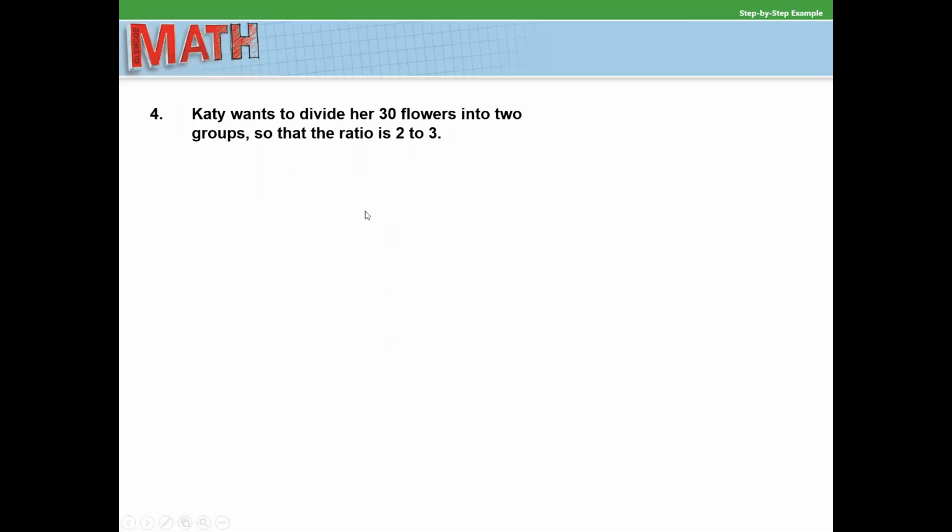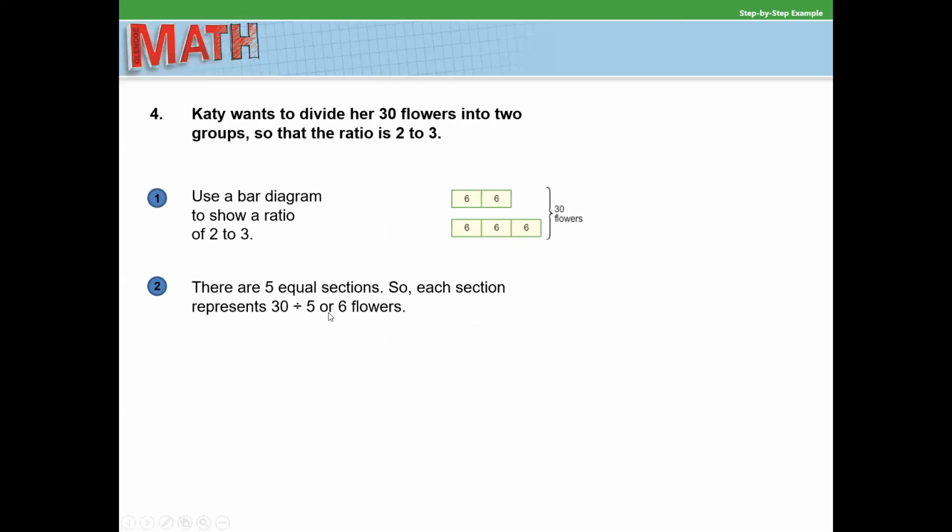Number 4, Katie wants to divide her 30 flowers into 2 groups so that the ratio is 2 to 3. Use a bar diagram to show a ratio of 2 to 3. 2 parts, 3 parts. There are 5 equal sections, so each section represents 30 divided by 5, or 6 flowers. There are 12 flowers in one group and 18 in the other.